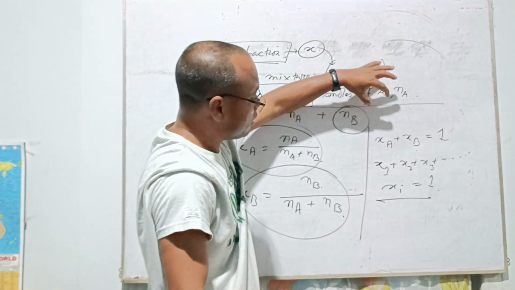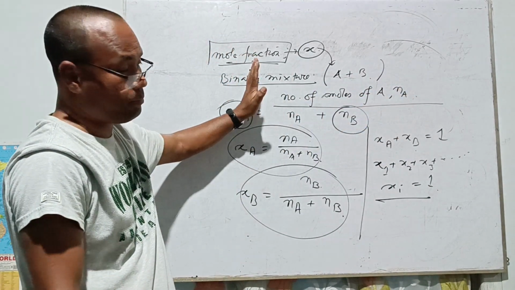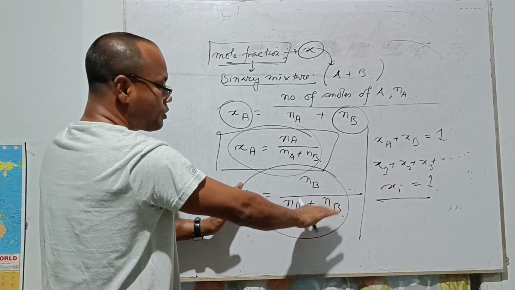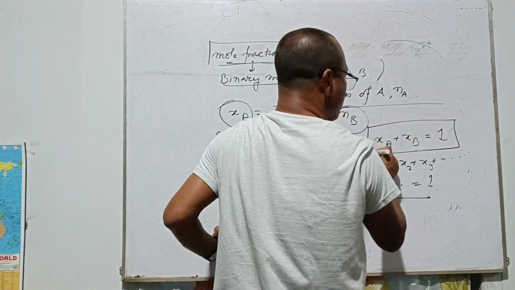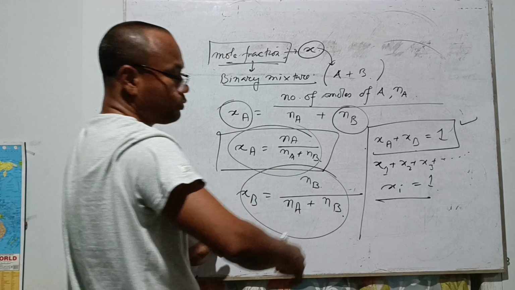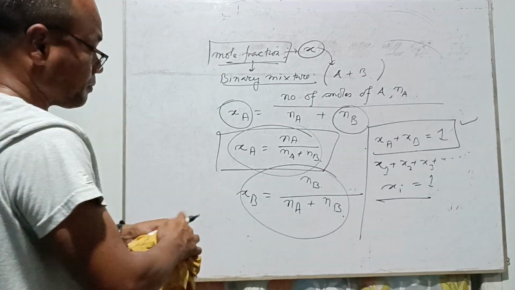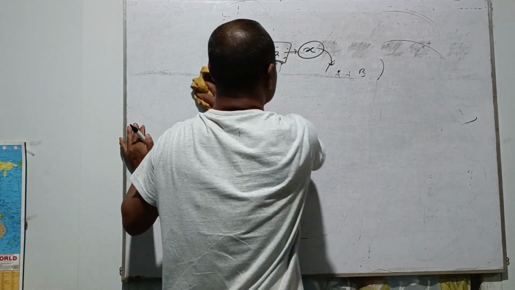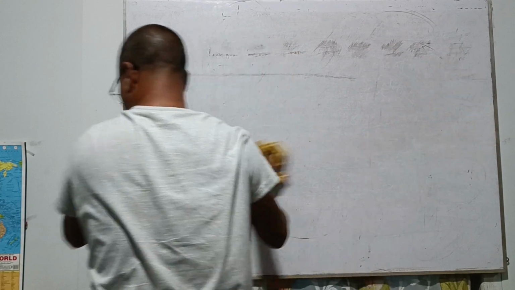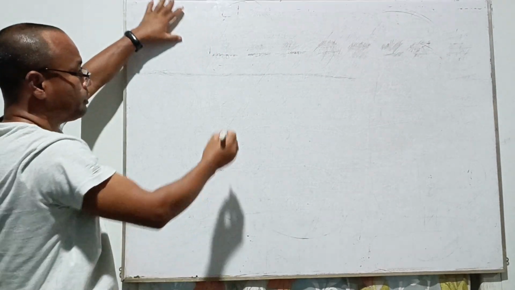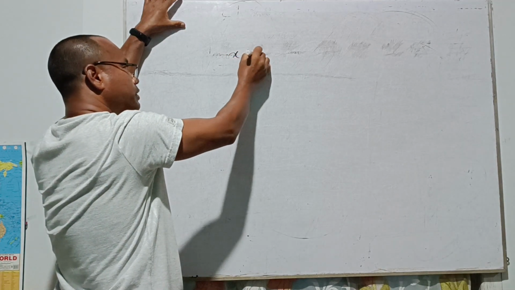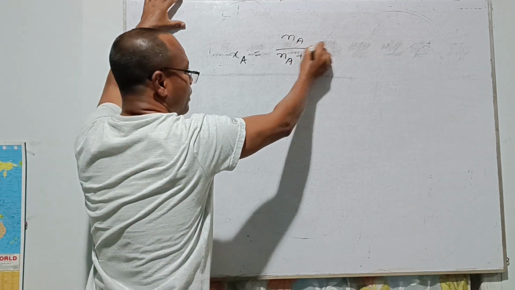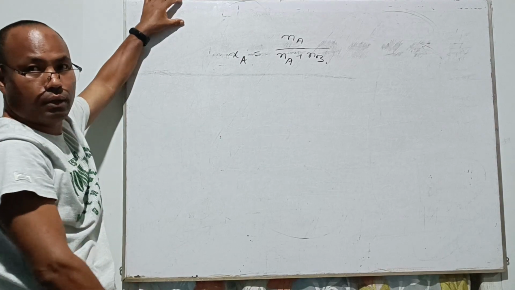Therefore, for a two-component system, a binary mixture, if we calculate the mole fraction of one component using this formula, we don't need to use the other one, because we know XA plus XB is equal to 1. This is how we calculate it. So remember these mole fractions. Mole fraction of A is equal to Na divided by Na plus Nb for two components.